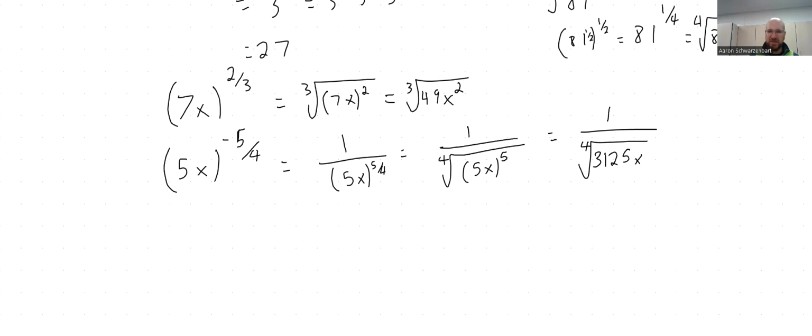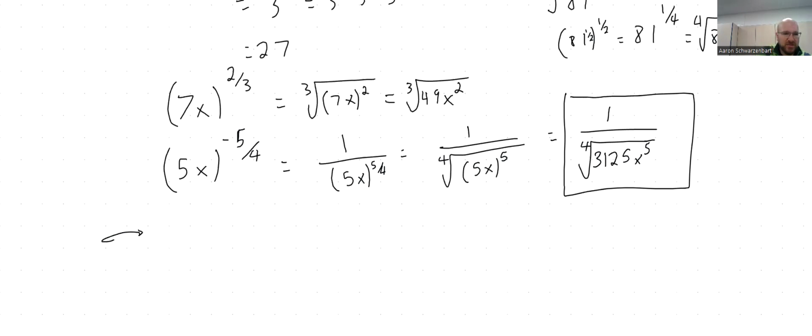I would expect you to use a calculator. If the numbers get to be into the millions, you can leave them as something like 5 to the fifth. But that's small enough that you should be able to do it. And this is in radical form. Okay? We'll put some things back into exponential form.